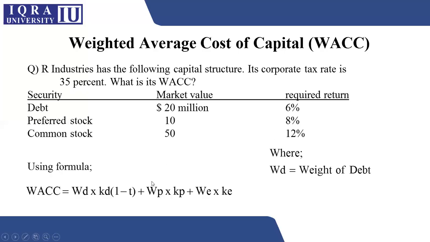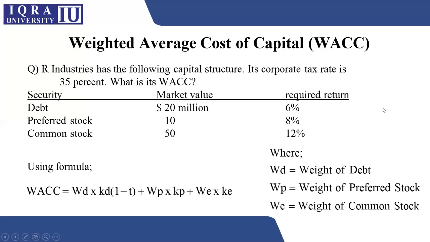So we will use the same formula: weight of debt and cost of debt times 1 minus tax, weight of preferred stock and cost of preferred stock, weight of equity and cost of equity. And these are the various terms that you are already familiar with. We can use it.